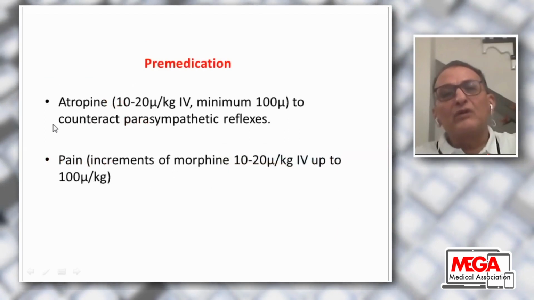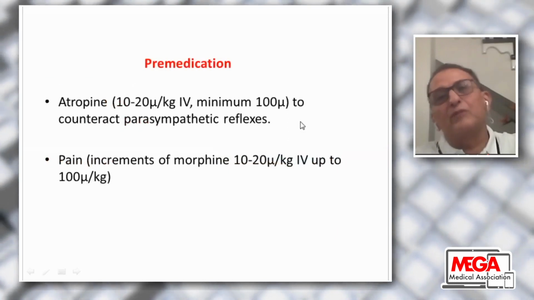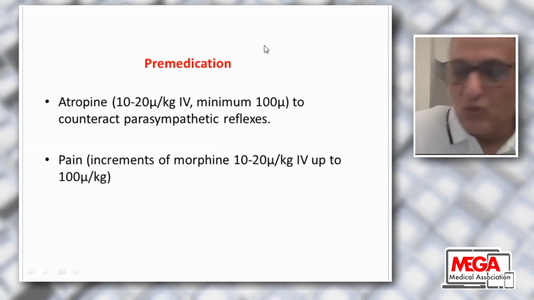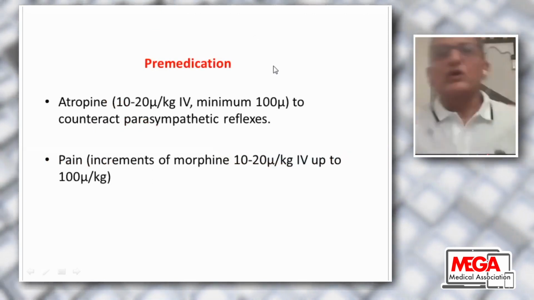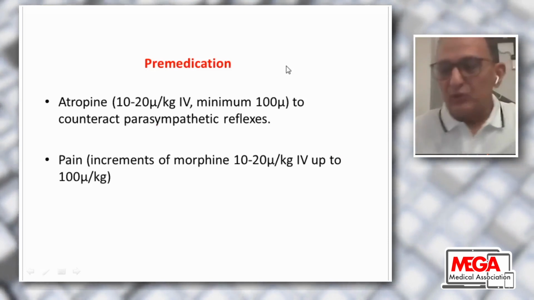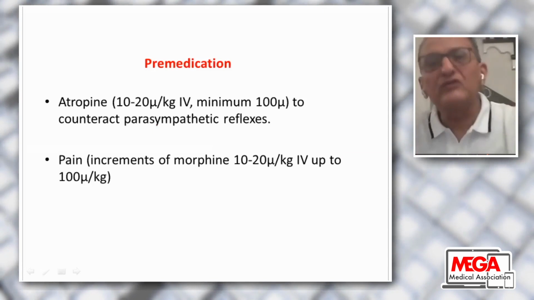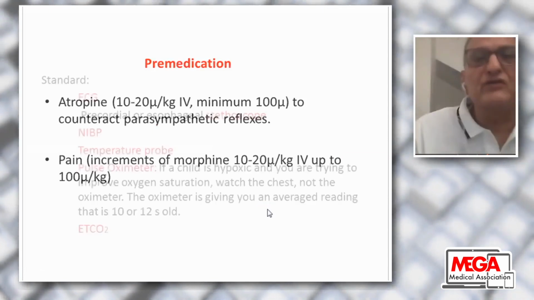Pre-medication is debatable. Atropine may be given. The lowest dose is 100 mics, whatever the body weight of the neonate. Some people do not prefer to give it. Of course, if there is pain, the best pre-medication is morphine.